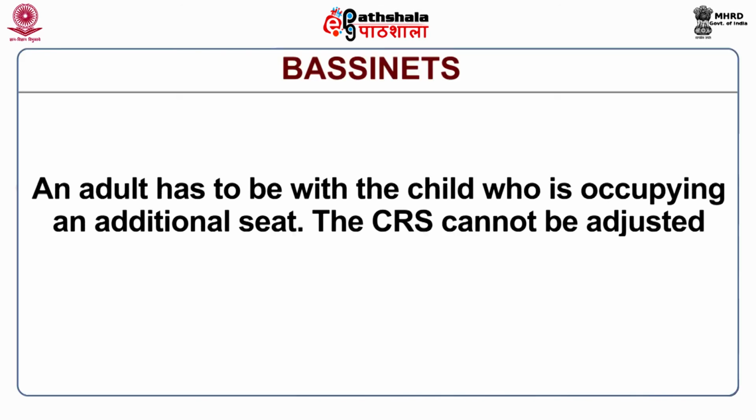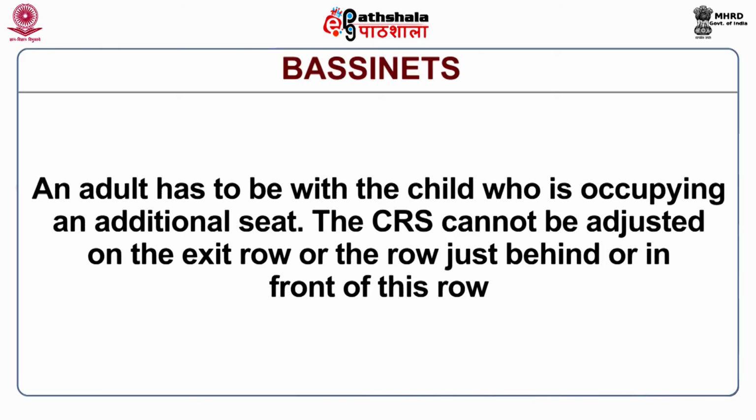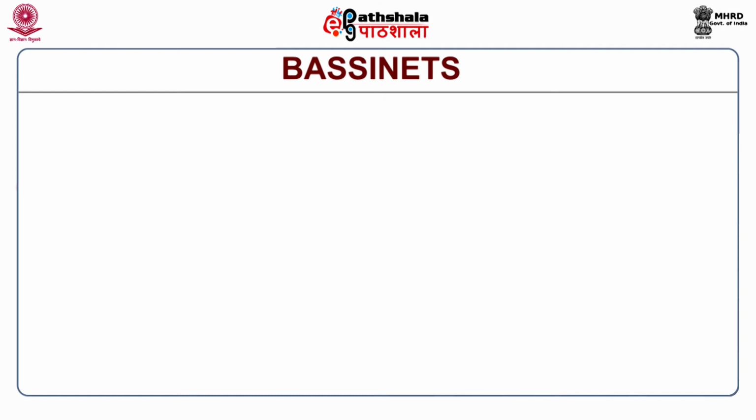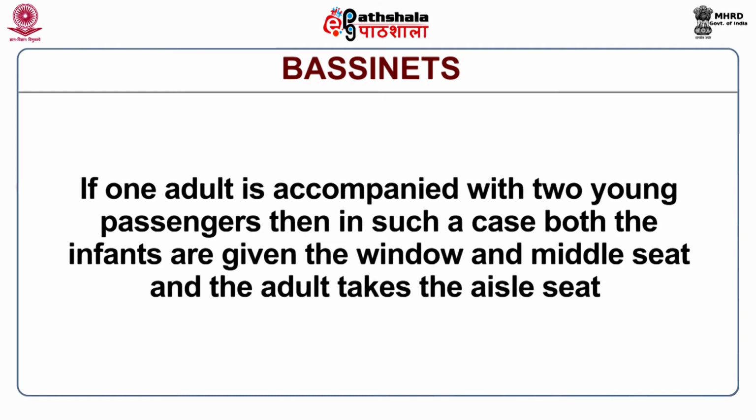An adult has to be with the child who is occupying an additional seat. The CRS cannot be placed on the exit row or the row just behind or in front of the exit row. The CRS has to be properly fixed on the passenger's seat and when not in use should be stored in the stowage. If one adult is accompanied with two young passengers, then in such a case both the infants are given the window and middle seat and the adult takes the aisle seat due to safety reasons.